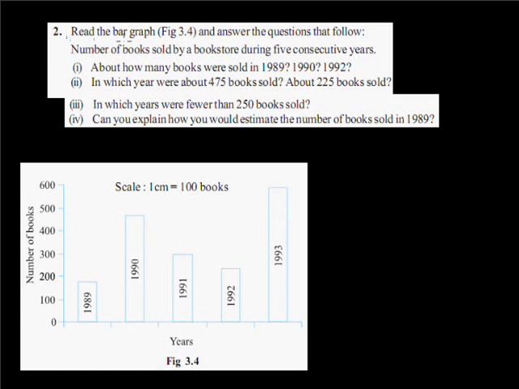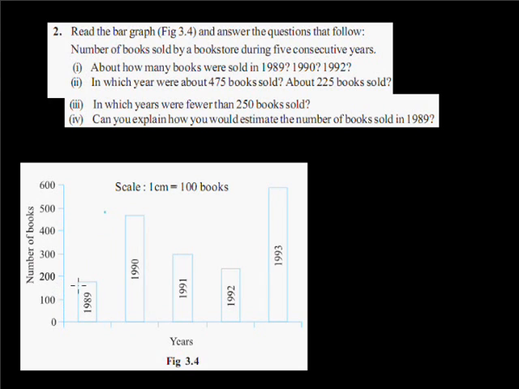Next question is, read the bar graph 3.4 and answer the question that follows. Let us first study the graph. On the horizontal axis we are given the years, and on the vertical axis we are given the number of books, and the scale is 1 centimeter gives you 100 books. That means for 1 centimeter we have 100 books.